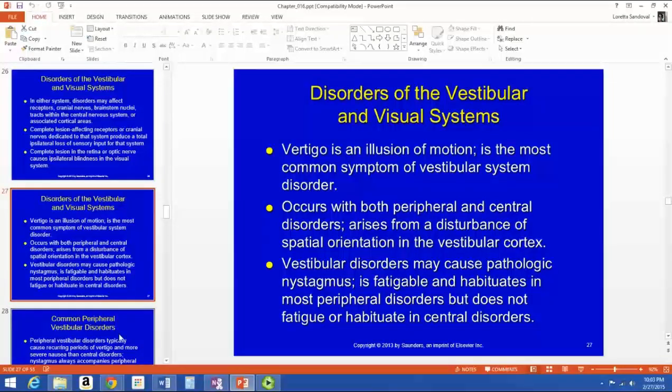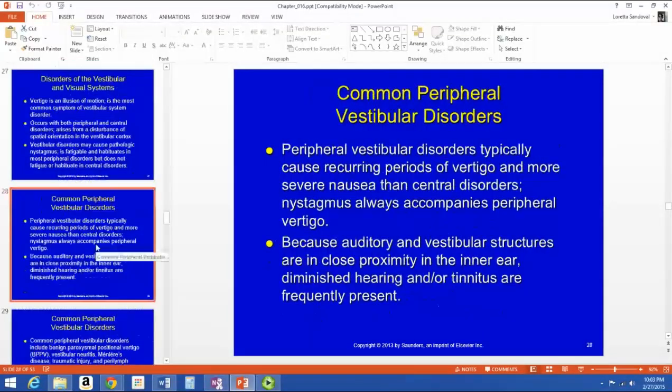So that is one of the ways that they can tell. So we're going to talk about some particular vestibular disorders. Usually they cause recurring periods of vertigo, often nausea, for the peripheral ones. Peripheral symptoms tend to have more severe nausea than central. And nystagmus always accompanies peripheral vertigo.